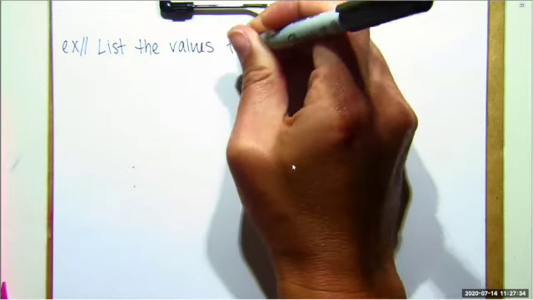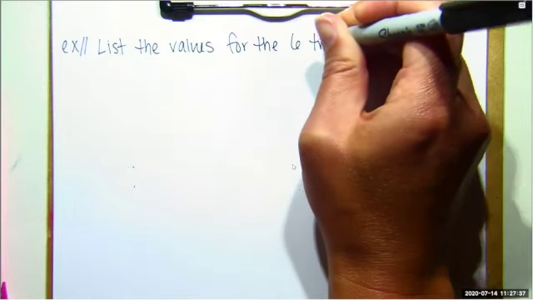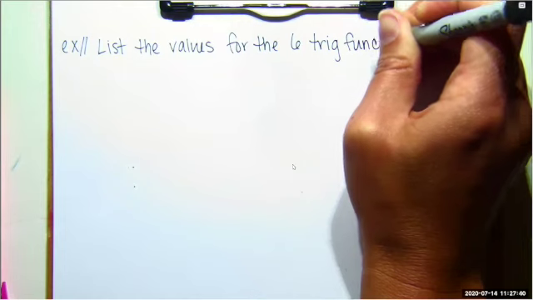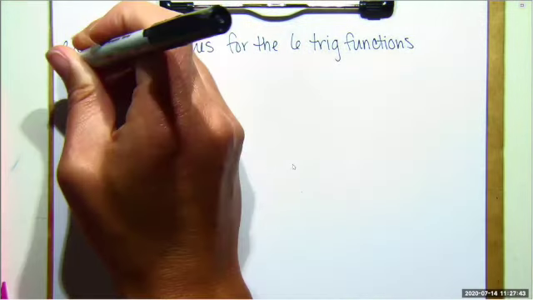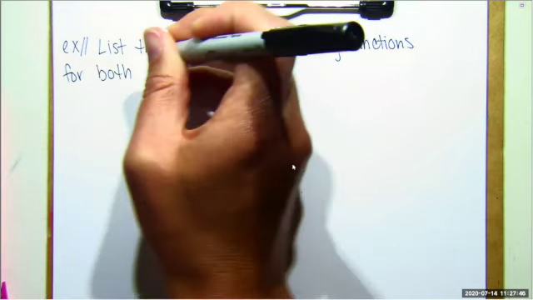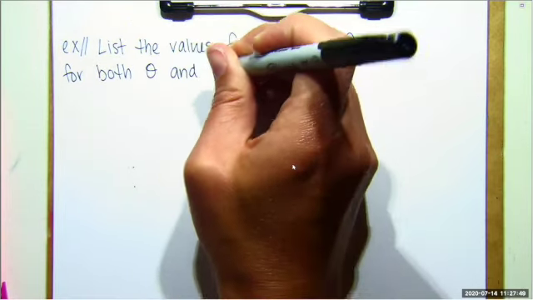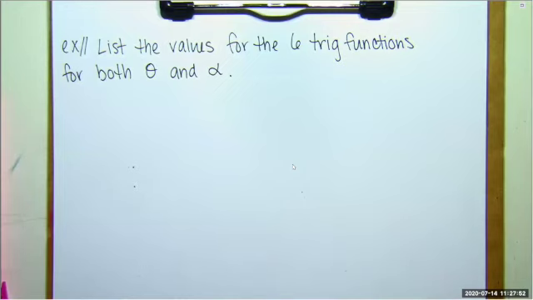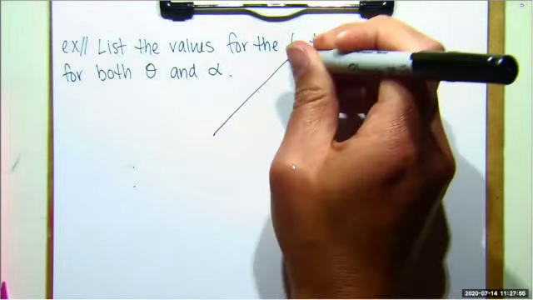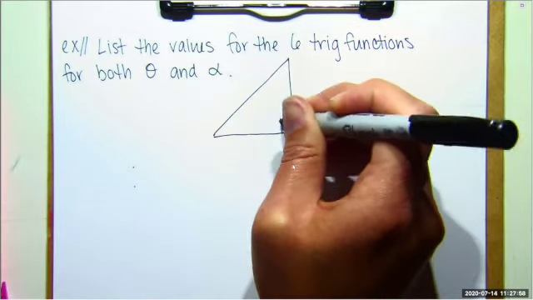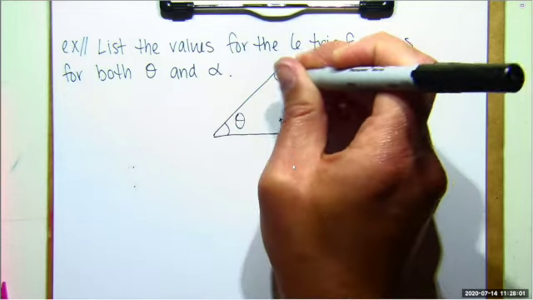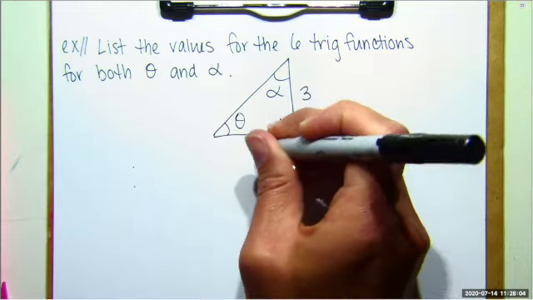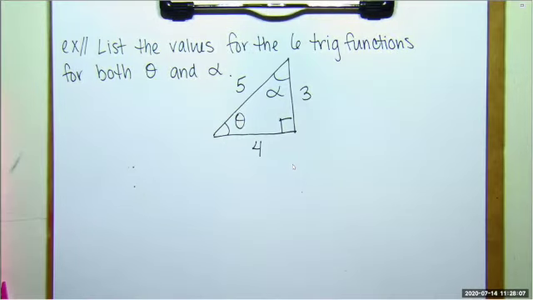List of values for the 6 trig functions for both theta and alpha. Okay, so here we have a right triangle. We have angles theta and alpha. They've asked us to list out the values for the 6 trig functions for both theta, and then we'll do it for alpha.